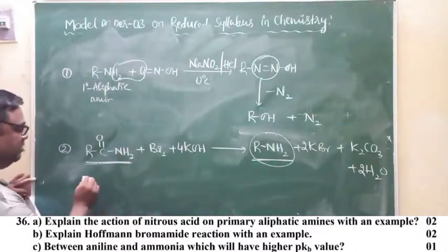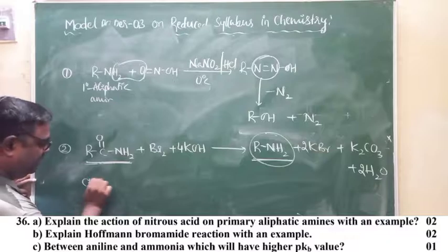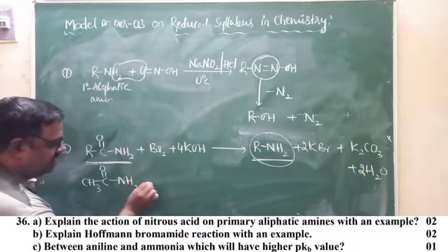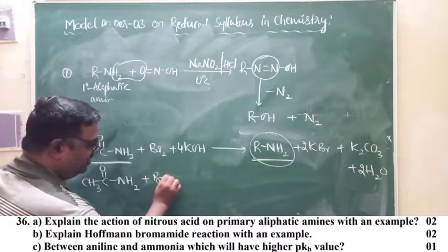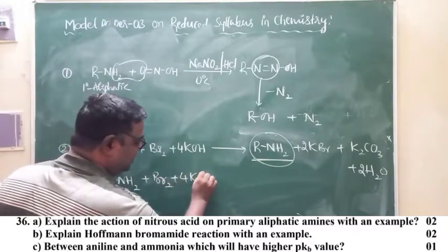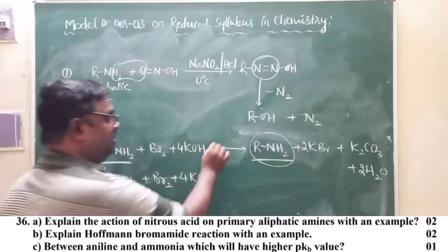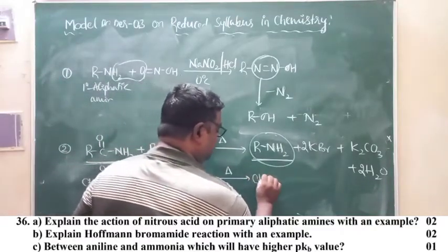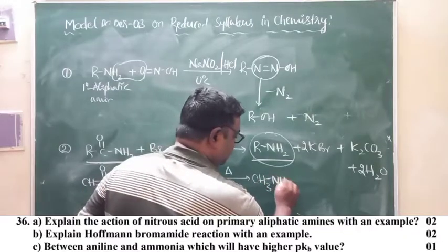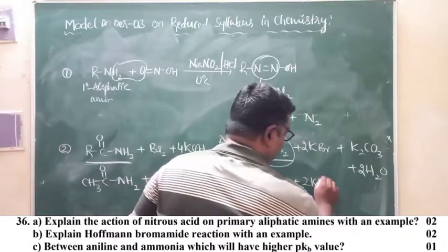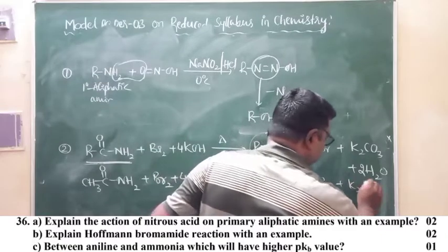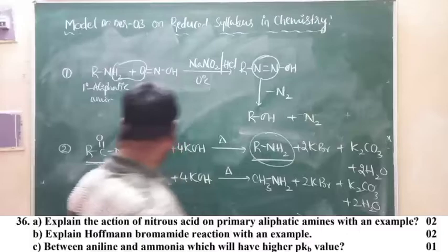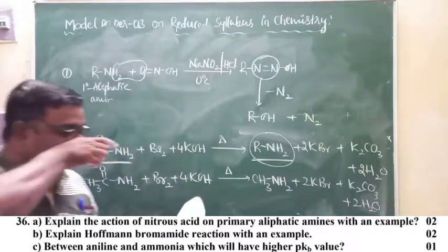Okay? Since an example is asked, you can give any example. That is, acetamide reacts with bromine plus 4KOH, or you can write 4NaOH, aqueous or alcoholic potassium hydroxide upon heating, giving CH3NH2 plus 2KBr plus 2K2CO3 plus 2H2O. This is what we call Hofmann degradation. Yes.